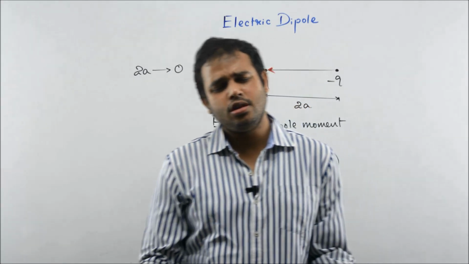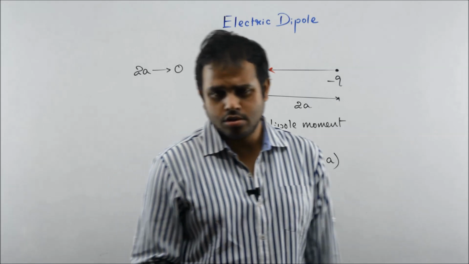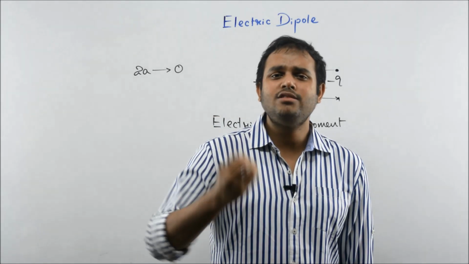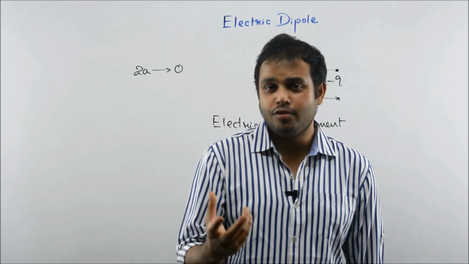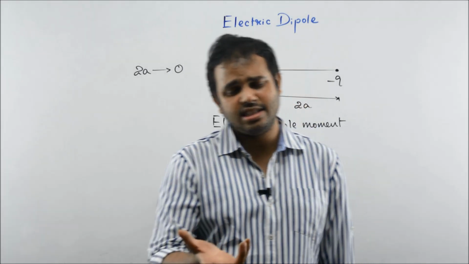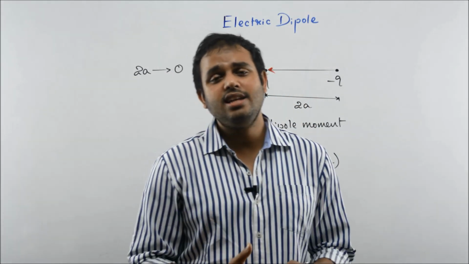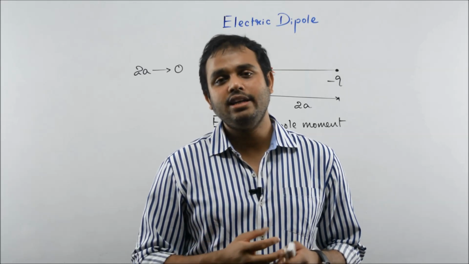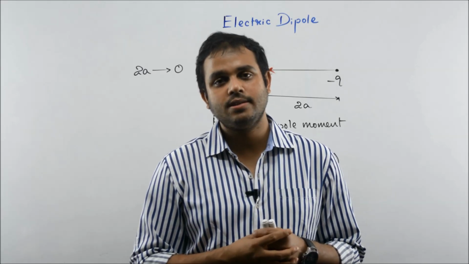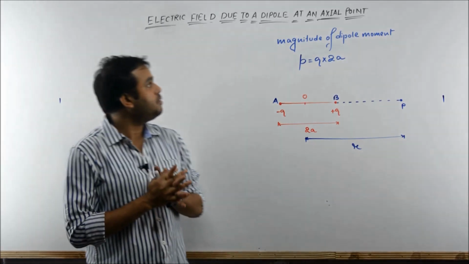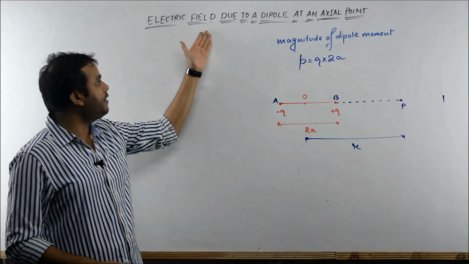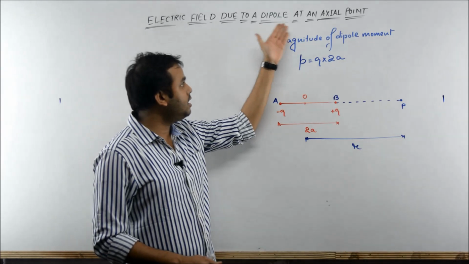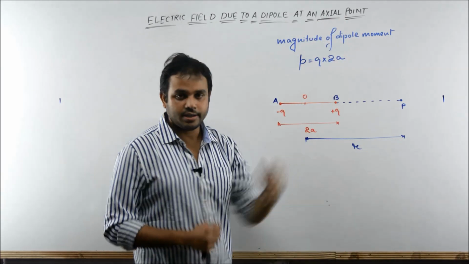So the dipoles associated with molecules, for example H2O, HCl, CH3COOH, you can consider these molecules as an ideal dipole or a point dipole. Clear students? Students, now we will find electric field due to a dipole at an axial point.